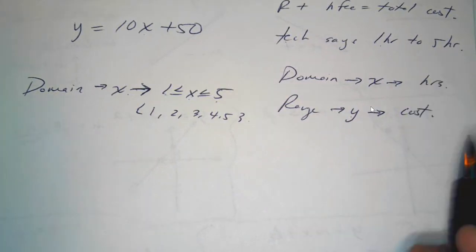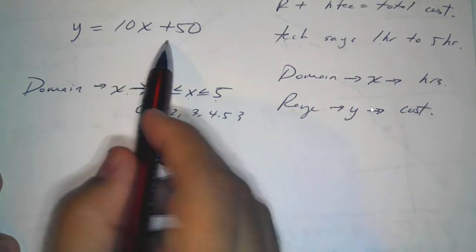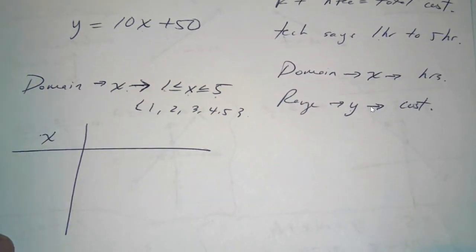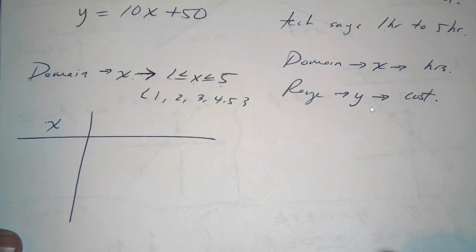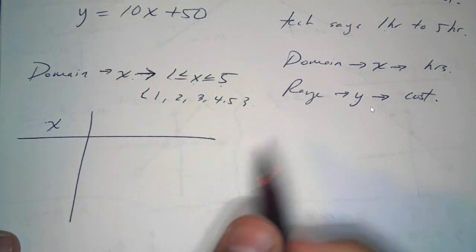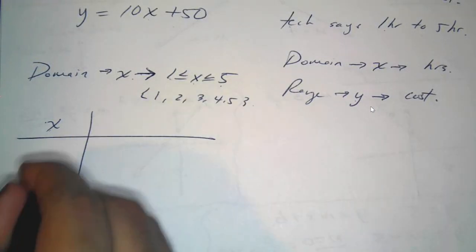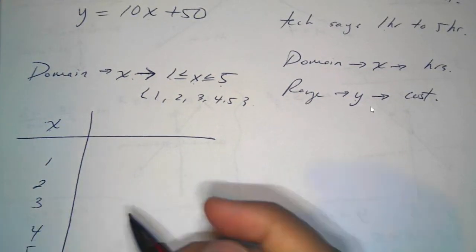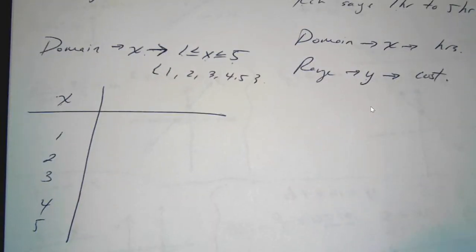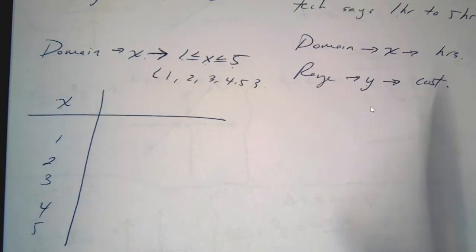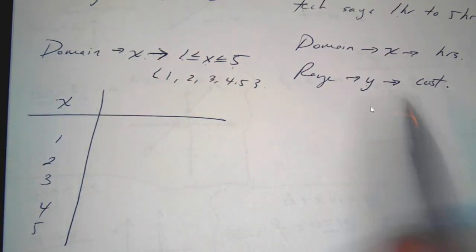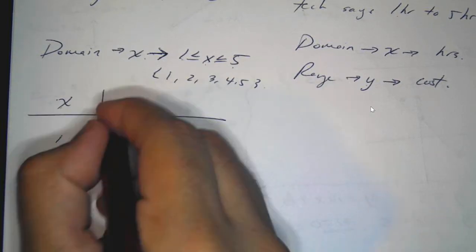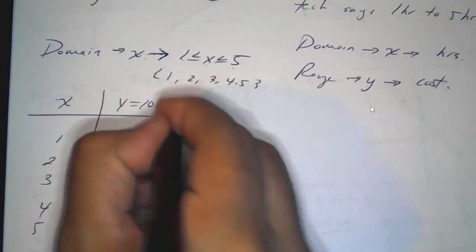Well, how do you find range? Well, we look at the equation. We can make our table. You remember, you can also use a calculator. I'm going to make the table just to get practice in. So what are our inputs? Our inputs can be 1, 2, 3, 4, 5 hours, because he said that is how much it's going to take us, right? So if it takes 1 hour to get this phone fixed, we have an equation. Y is 10x plus 50.